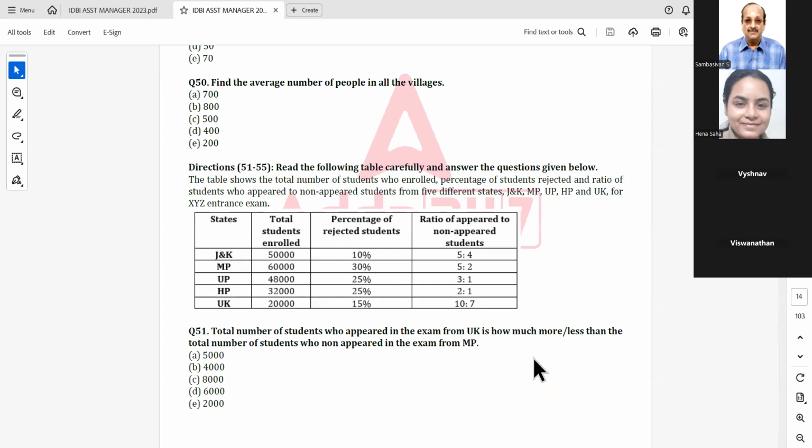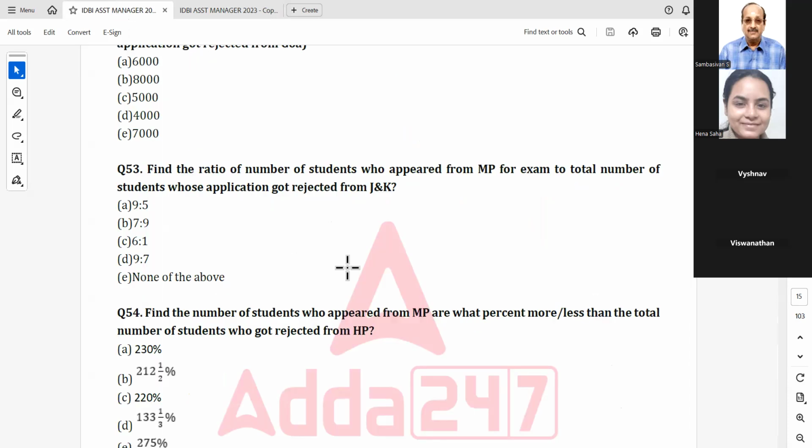JNK, number of applications rejected is 20,000. It is 20,000, sir, 5,000. 5,000, sir. They are asking only ratio. They are asking ratio of number of students appeared in MP examination 30,000 to total number of students who got rejected in Jammu Kashmir 20,000. Then it must be 3:2 now.